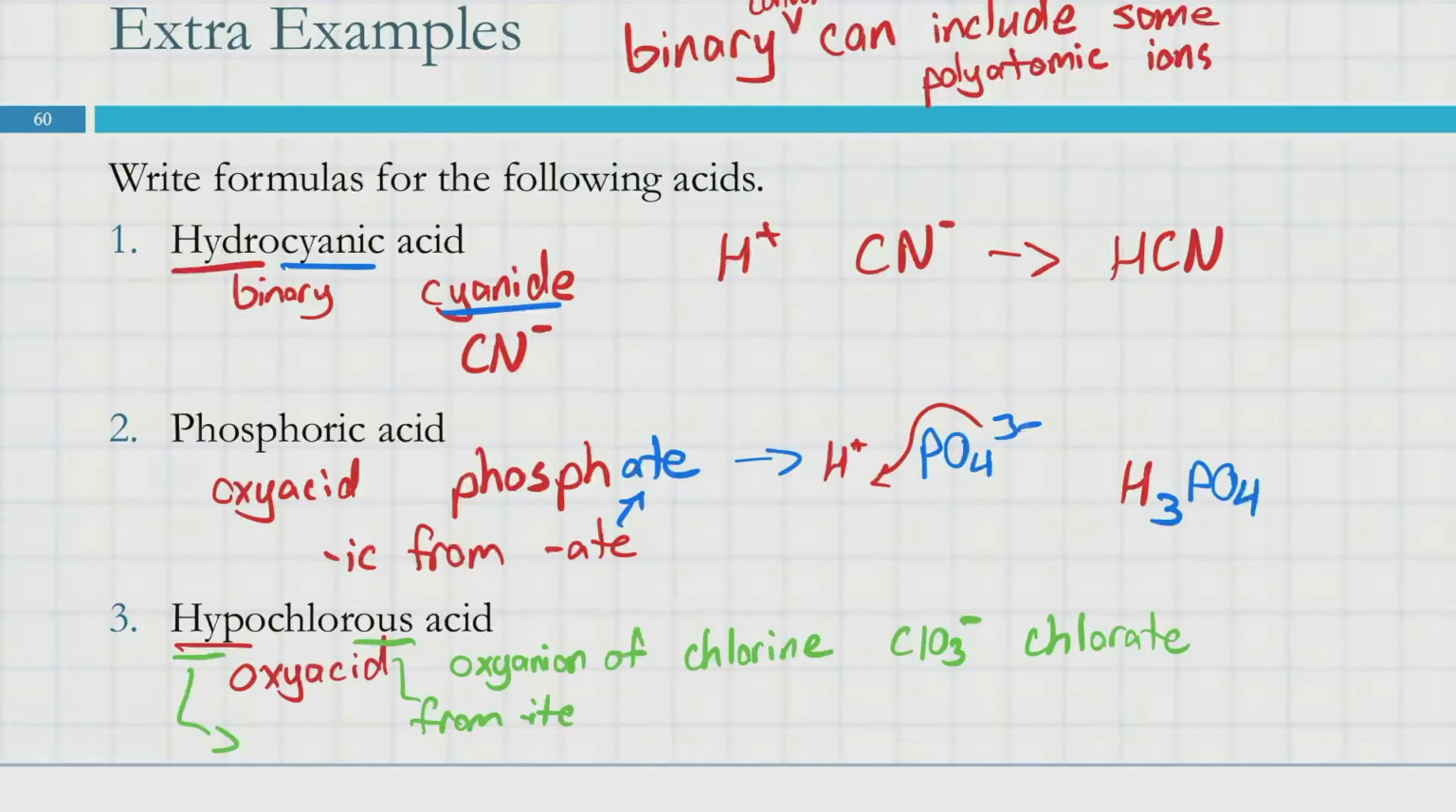And the hypo in the front, meaning one less. So we have to go down to our ite form and then down to our hypo ite form. So we're going to lose 2 oxygens. So ClO minus is hypochlorite, so ClO with the 1 minus charge. H plus has a 1 positive charge, so HClO. Questions about acids and how they're named?